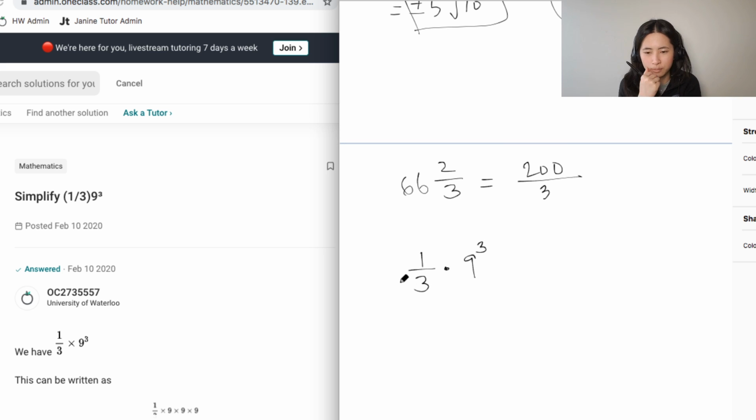So typically what I tell my students is either to expand 9 raised to the power of 3, or you can write 9 raised to the power of 3 in terms of the base 3 instead of 9, right? So I guess we can have two options.